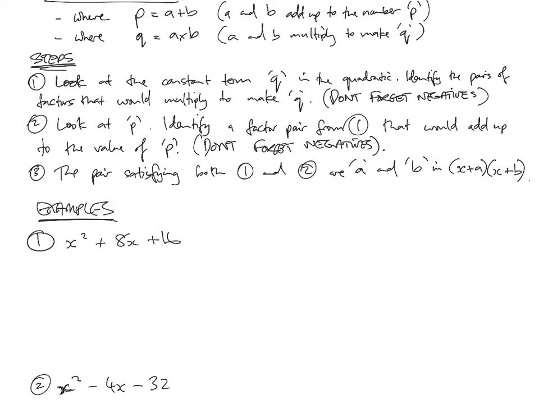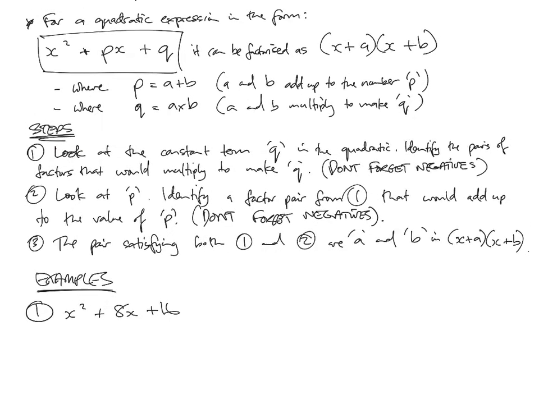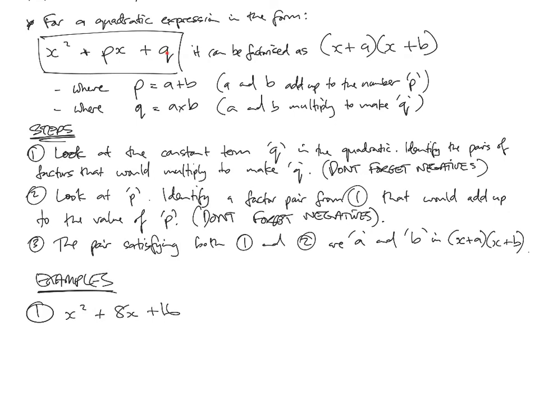So step 1, look at the constant term, which is going to be q. It's a constant term because it doesn't have the variable next to it, so q is always the constant term in the quadratic. Identify the pairs of factors that would multiply to make q. So if this number was, say, 8, what are the factors that would multiply to make 8? 1 and 8, 2 and 4, and that's it, okay? But you have to not forget about negatives as well.